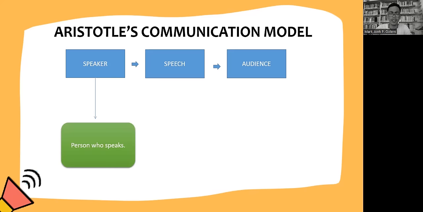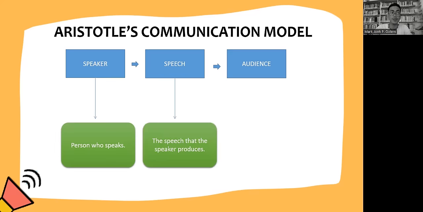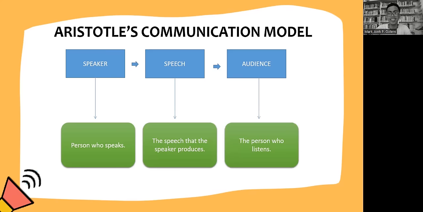So what is the purpose of the speaker? The speaker is the person who speaks. He is the one who tells the story. What is speech? A speech is what the speaker produces, whatever the speaker's story is, and that is the speech. And the audience is the person who listens to the speech from the speaker. I hope nobody is confused about Aristotle's communication model. Again, the speaker produces a speech, and the audience receives what comes from the speaker.